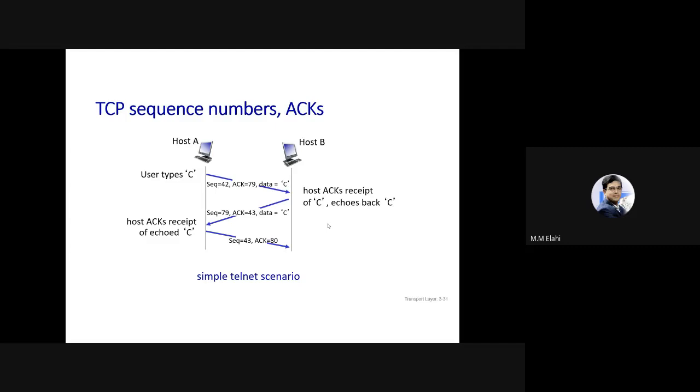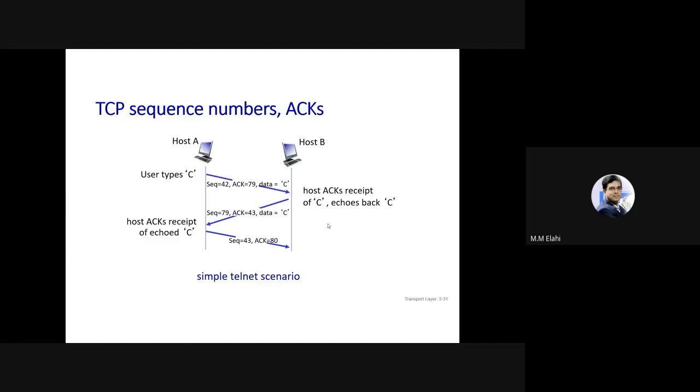79 or 78? 78. Because up to byte number 78 received by host B, then it will send acknowledgement 79. So anyway, host A sends acknowledgement 79. That means it says, okay, I have received up to byte number 78. So please send me from 79. That is for host B.